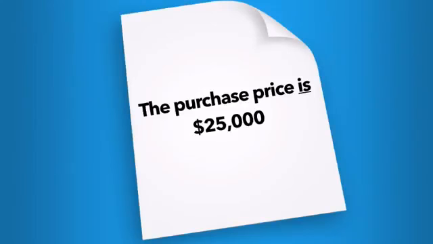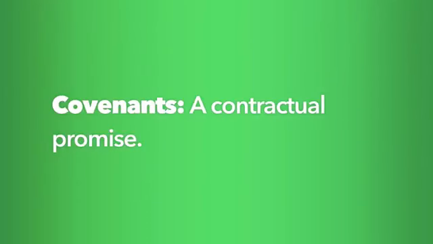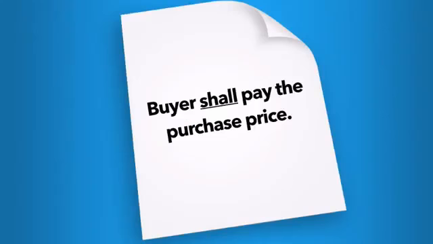To do that, the drafter would use a covenant. A covenant obligates a party to do or to refrain from doing something. It also creates a right to the obligated party's performance belonging to the other party. So in other words, a covenant is a contractual promise. A covenant is signaled by the use of shall. Buyer shall pay the purchase price is an example of a covenant.